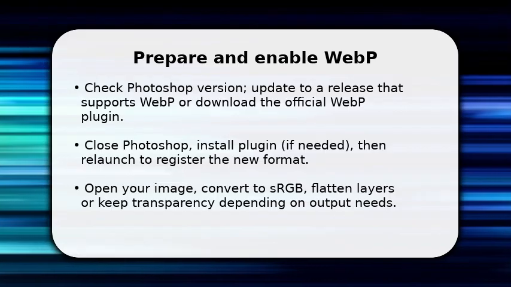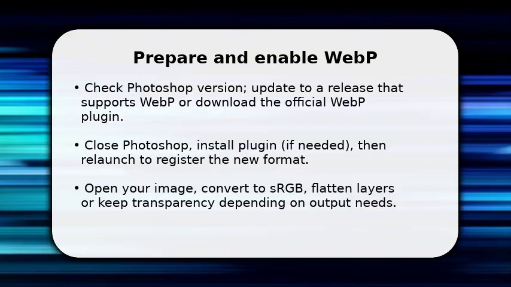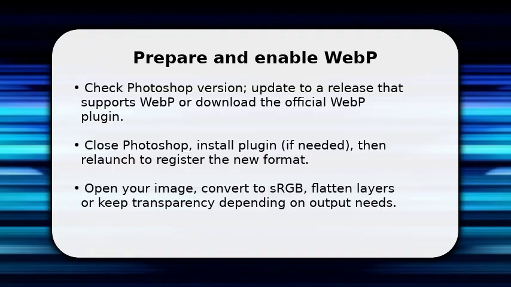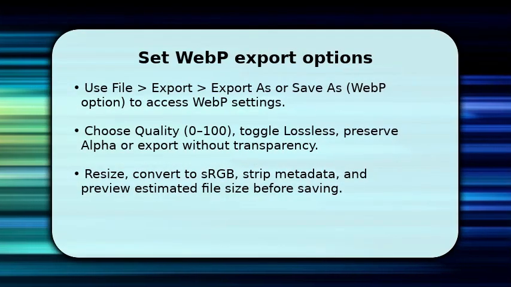Then open the image you want to export and convert it to sRGB. This ensures color consistency across browsers. If you need transparency, keep alpha channels. Otherwise, flatten to reduce file size before export. Once done, go to File, then Export and choose the WebP option.